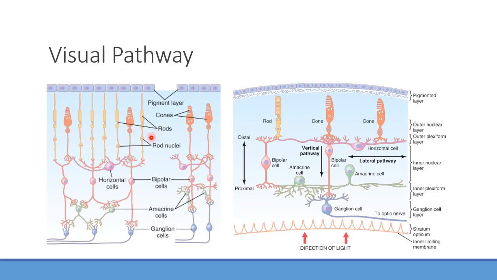It's much more of a graded sort of response. And then eventually they'll communicate with these bipolar cells, then communicate with the ganglion cells, and then this goes to the optic nerve, right? So then from the optic nerve it goes to the brain. We'll talk about that pathway in just a minute here.